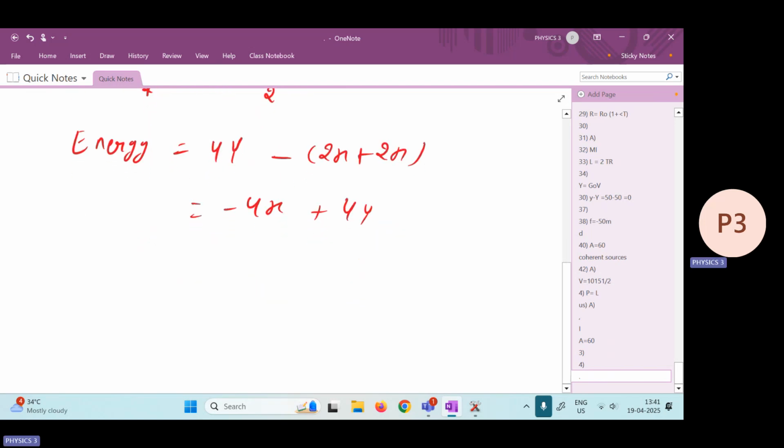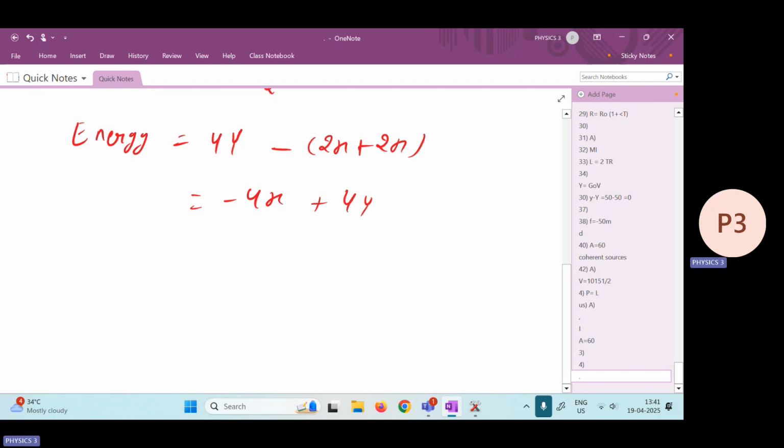So B option, which says minus 4x plus 4y, is absolutely true in this situation. Okay. Now let's go to the next question.